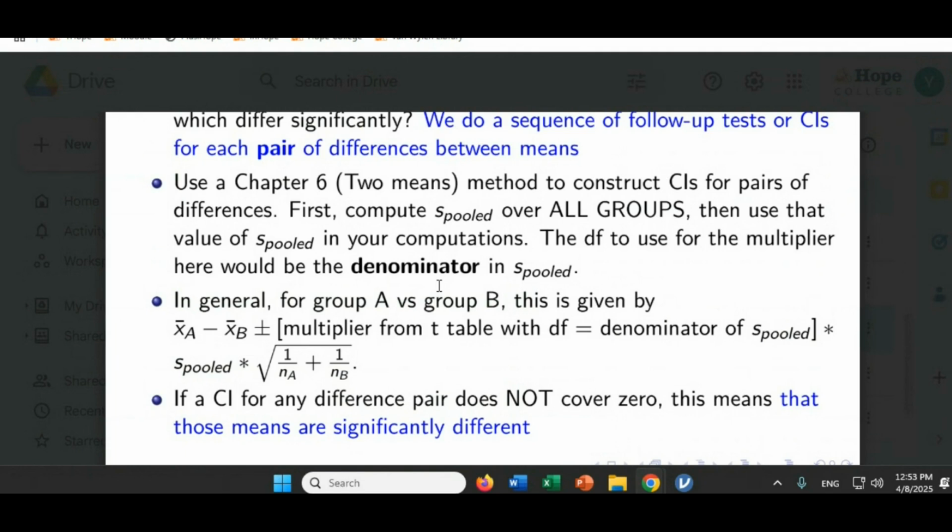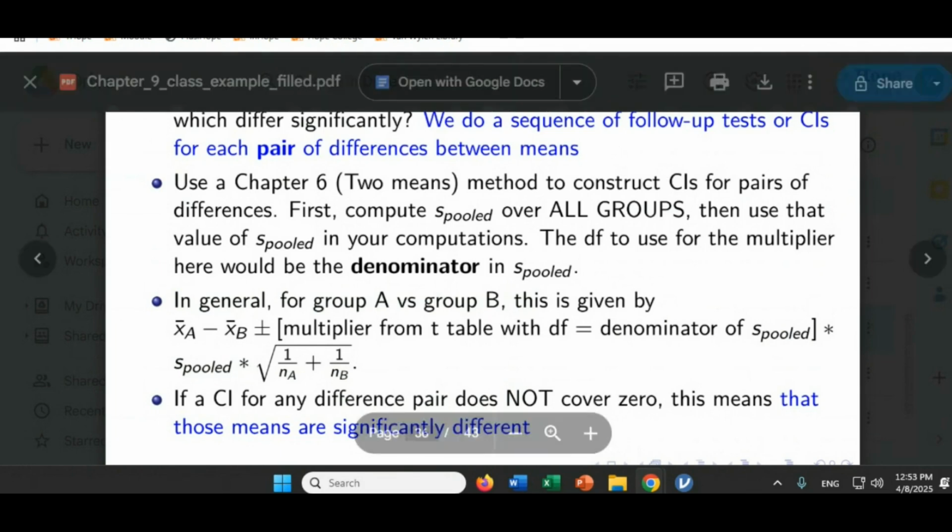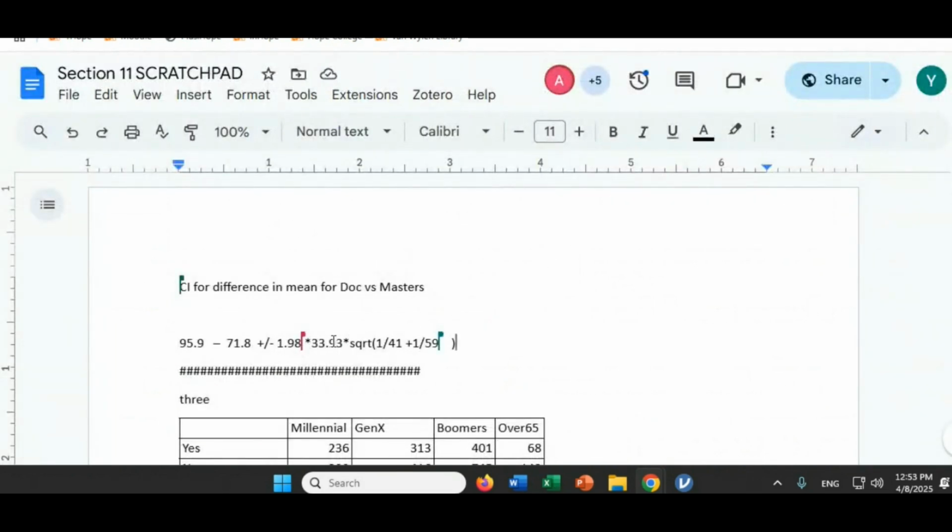What was the total number of people? Does anyone remember that number? I think I told you to copy it down as well. How big is this data set? How many people were there totally in this entire data set? 243. Yeah. Good. So you should be using a DF... That was really good. It is 1.98.